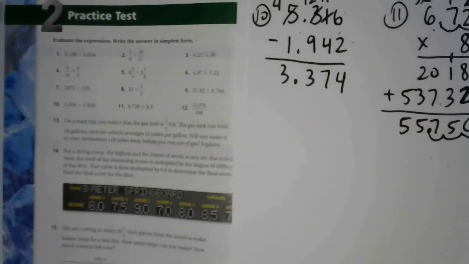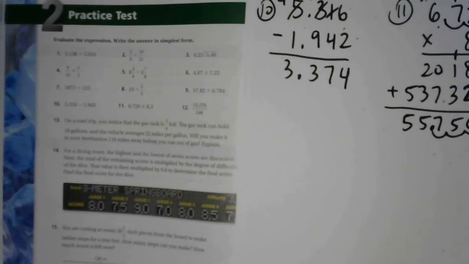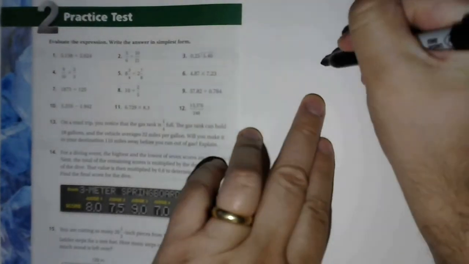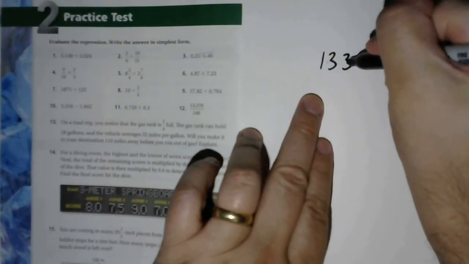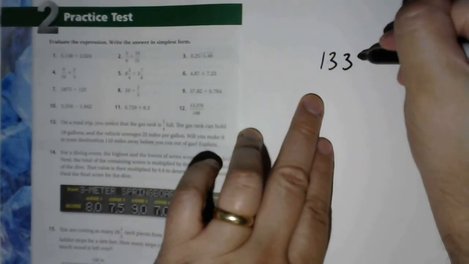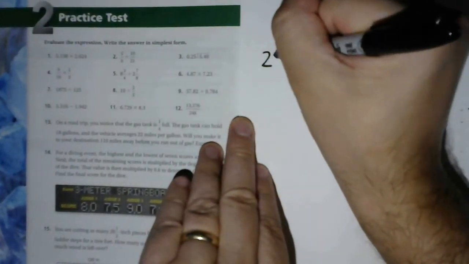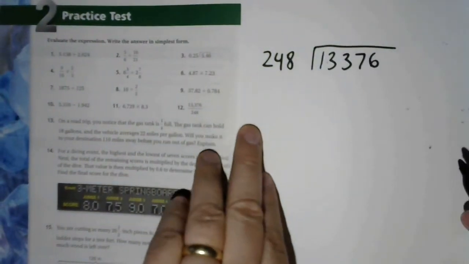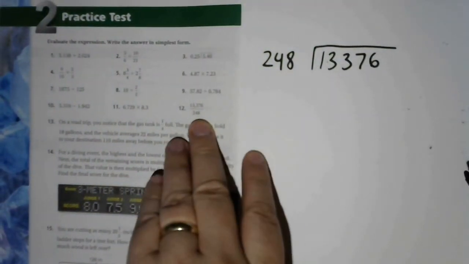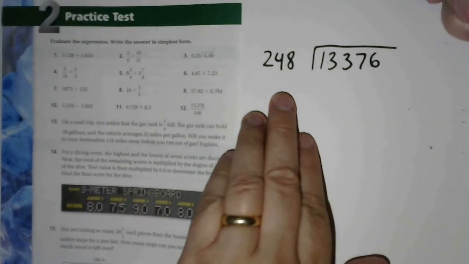Ooh, back to division. I'm going to use a new page just to make sure I have enough room to fit it all on the page. So I have 13,376. I read that wrong. Divided by 248. Remember, your divisor is the number that's on the bottom of your fraction.